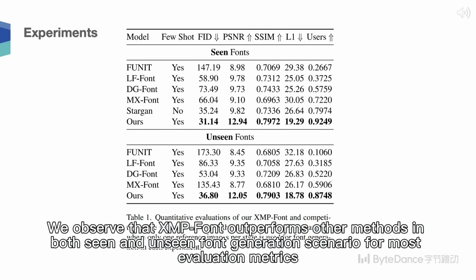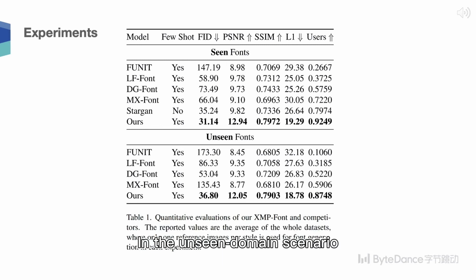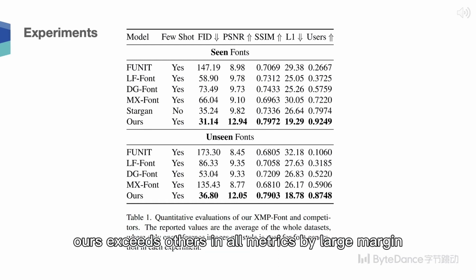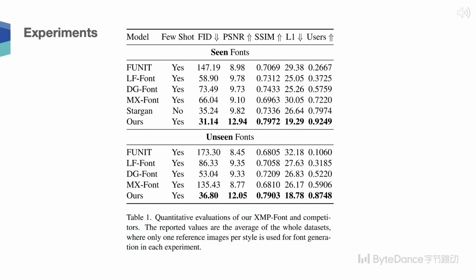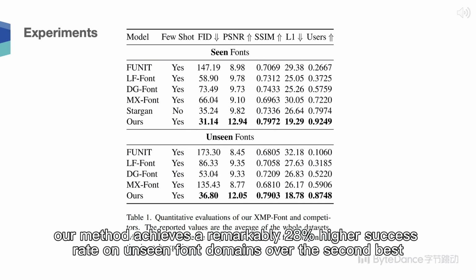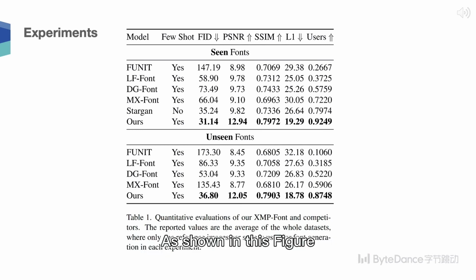We observe that XMP-Font outperforms other methods in both seen and unseen font generation scenarios for most evaluation metrics. In the unseen domain scenario, ours exceeds others in all metrics by a large margin. Especially, our method achieves a remarkable 28% higher success rate on unseen font domains over the second best.